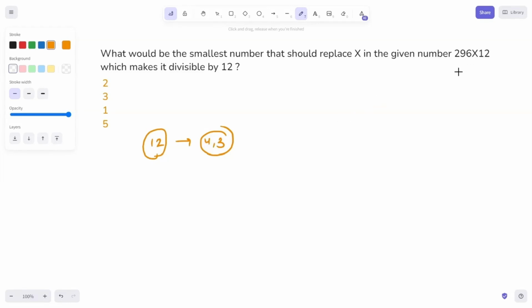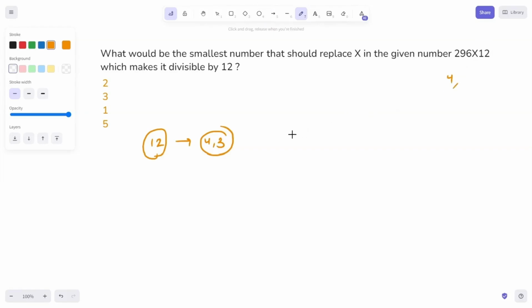And what is the divisibility rule of 4? It is very simple. If the last 2 digits of a number are divisible by 4, that means the complete number is divisible by 4. In this number, the last 2 digits are 1, 2, which is basically 12, and it is completely divisible by 4. This means this number is definitely divisible by 4.